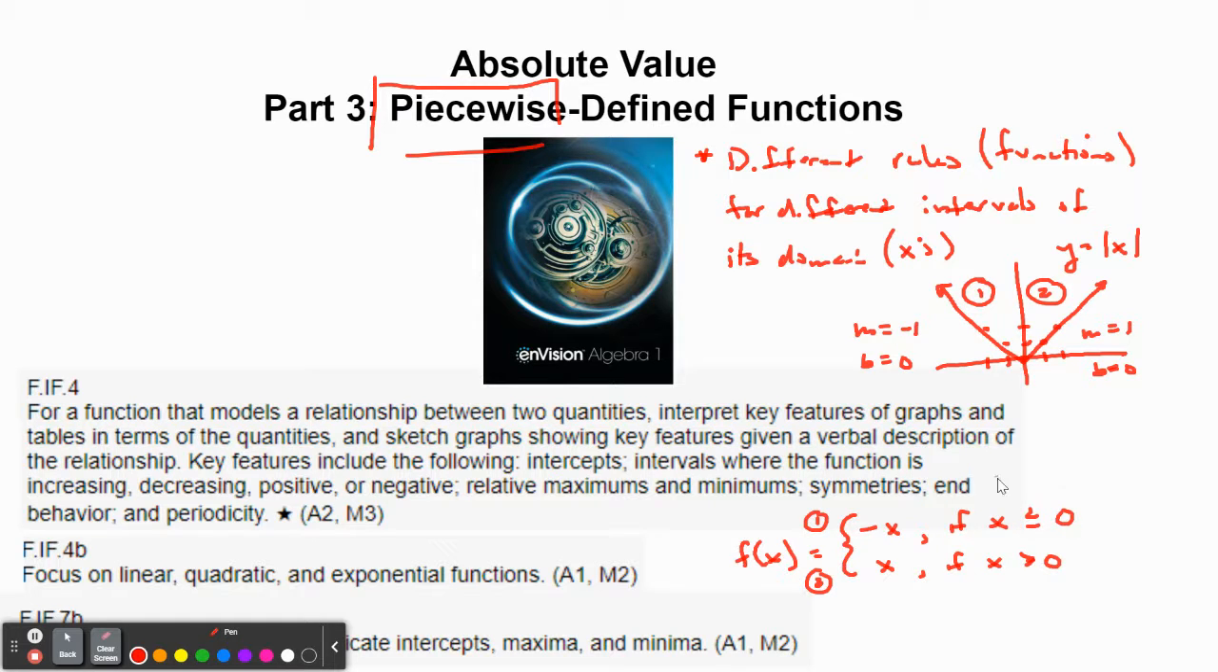So this is what we mean by piecewise functions: 2 functions making up one picture. So let's do one on the next slide here.